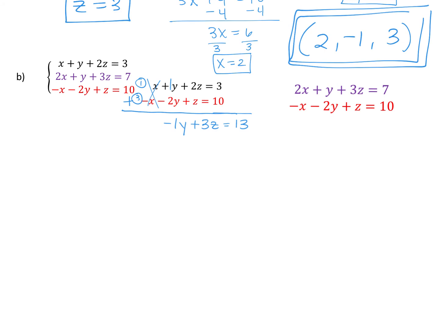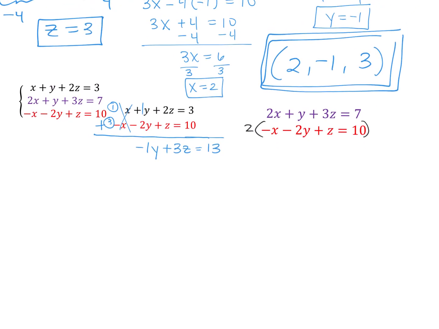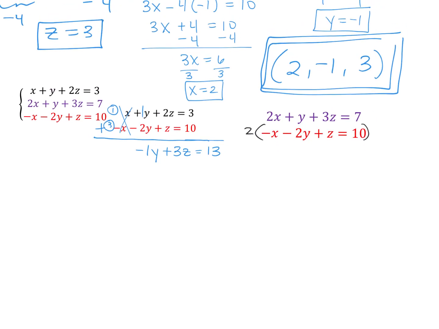Okay, what do we have to do to be able to eliminate here? Multiply by 2. Yep. I'm going to take a copy of that purple one again so that I can stack them so you can see them right by each other. So that's my purple. My red one becomes negative 2x minus 4y plus 2z.